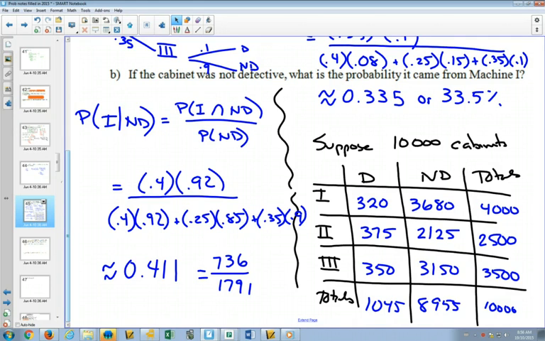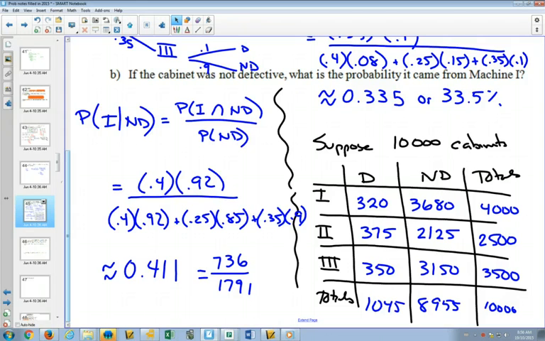So I picked an arbitrary number. I suppose the company made 10,000 cabinets. Because machine 1 does 40%, machine 2 25%, machine 3 35%, you could figure out this far column to begin with. 4,000, 2,500, 3,500 would be the totals for machine 1, machine 2, and machine 3. And if machine 1 did 4,000 cabinets and 8% were defective, 8% of 4,000 means 320 are defective there, and 3,680 are good.